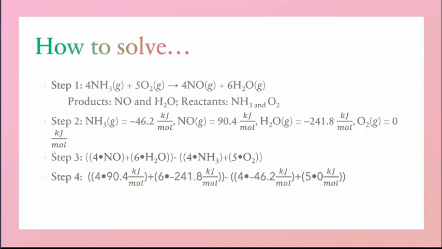For step 4, plug in the heat of formation values for the substances and calculate the answer. Here, we calculated that the number is negative 904.2. Now we ask, does this make sense? We would expect the heat of formation value for the reaction to be negative and to be a large number.